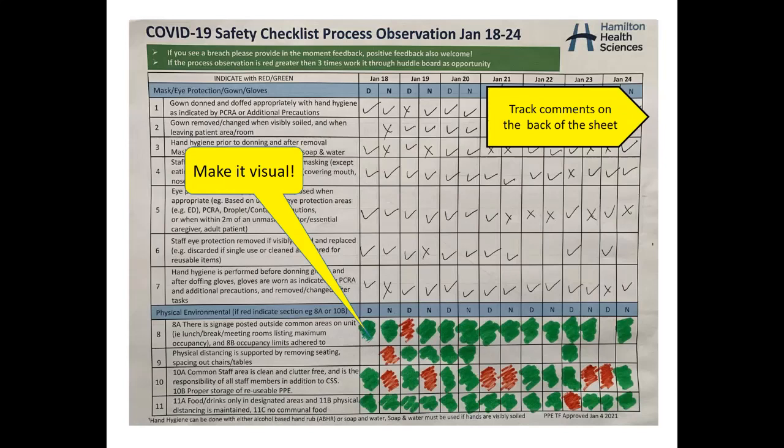Where possible, use green and red on the safety checklist to easily observe trends at a glance. Observers can add notes on the back of the sheet to provide more detail about gaps observed. For example, if hand sanitizer was not used prior to donning gloves, this can be noted on the sheet on the back. Please don't include people's names. We're observing the processes, not the people.